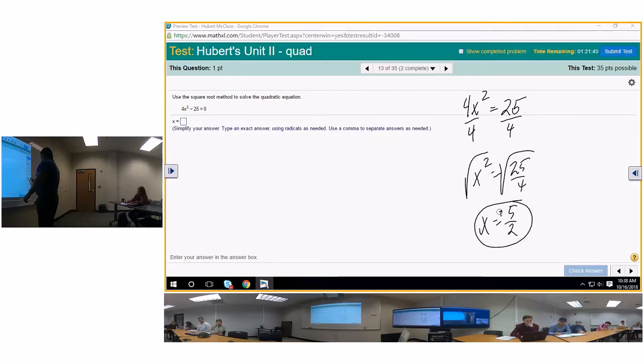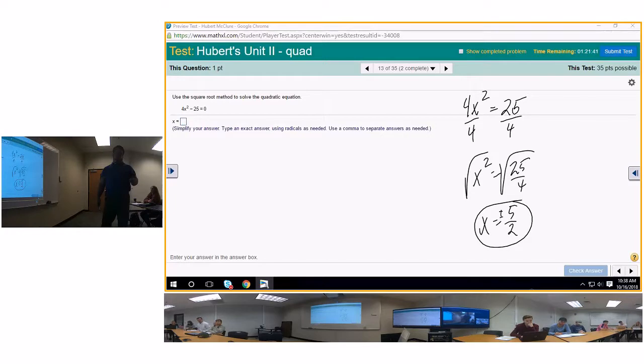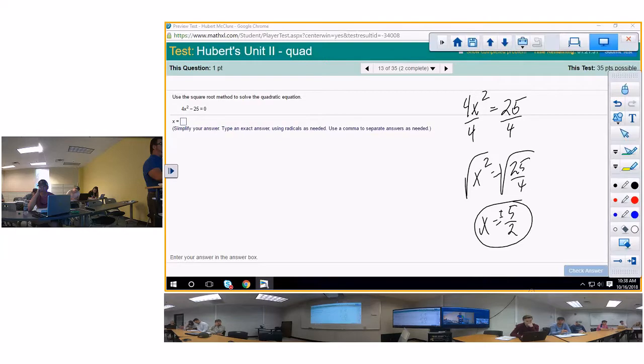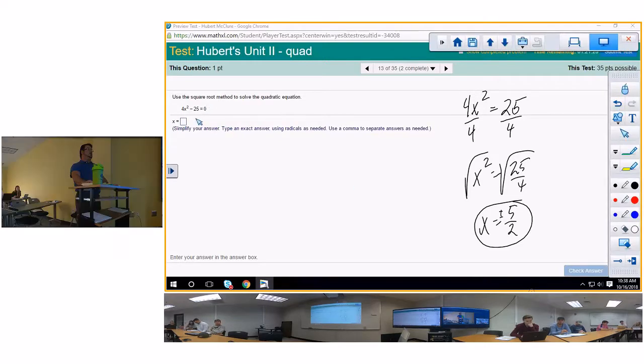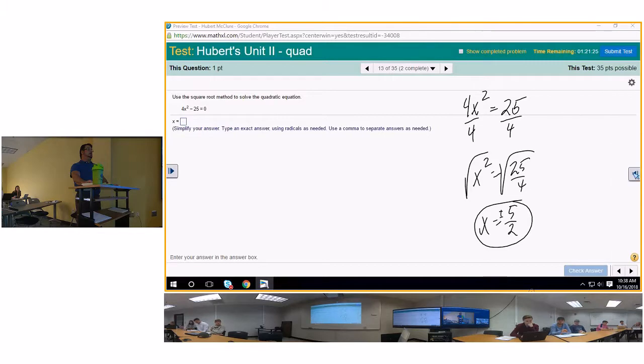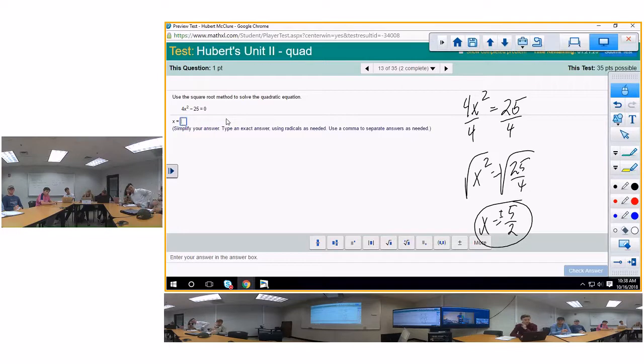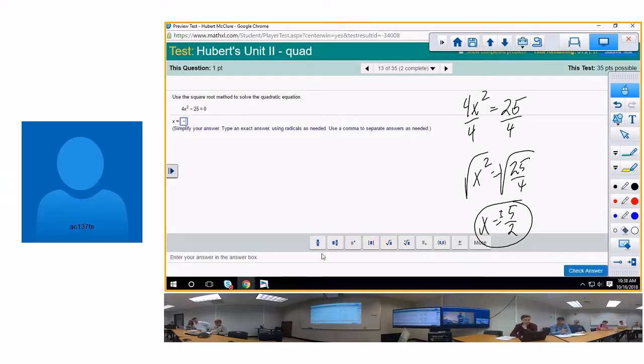Now that one, they might ask you to do both of them because there is no radical. So I would probably write 5 halves, positive and negative 5 halves. But I'll do negative first because we read from left to right. So if I could work this dadgum cursor. So I would write negative, always type the negative before the fraction, 5 halves, and then arrow over, comma, and another fraction, and say 5 halves.